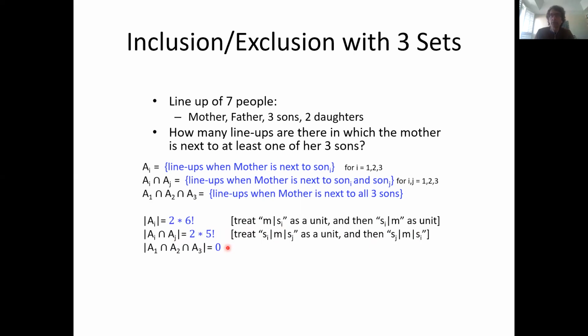And now using inclusion exclusion, the answer is the sum of the cardinalities of these 3 sets. So it's 2 times 6 factorial, 3 times, minus each of these intersections. They all have the same cardinality because it didn't depend on the indices i and j. So I subtract, I get this, and if I order them, then you can see that it is 6 times 6 factorial, and this is 5 factorial times 6. So I can just take the 6 out, and it will be like that.